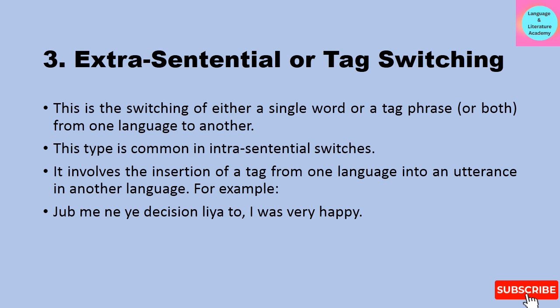The third type of code switching is called extrasentential or tag switching. This is the switching of either a single word or a tag phrase or both from one language to another. This type is common in intrasentential switches. It involves the insertion of a tag from one language into an utterance in another language.